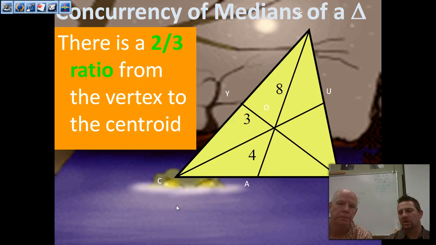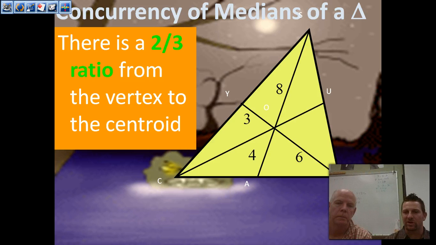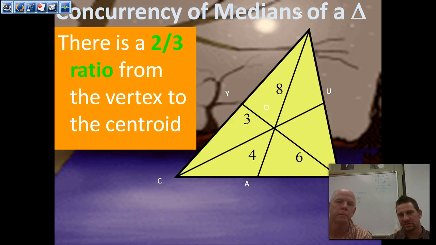So if that's 3, there's your shorter piece. Just double that and you get the longer piece. So you should be thinking 6. All right. So even though it's just a 2/3 to 1/3 ratio, just remember it's really double the shorter distance or half the longer distance.